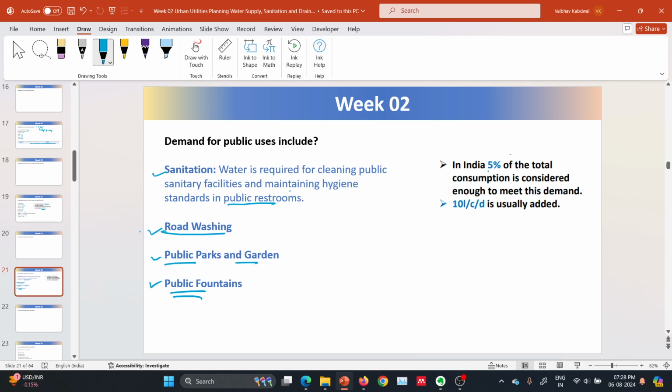So in India, 5% of the total consumption is considered enough to meet this demand. So 5% of total demand is considered enough, and it is usually considered as 10 liter per capita per day. So for a city, if the city population is 1 lakh, we will multiply it with 1 lakh: 10 liter per capita per day into 1 lakh. That's it.